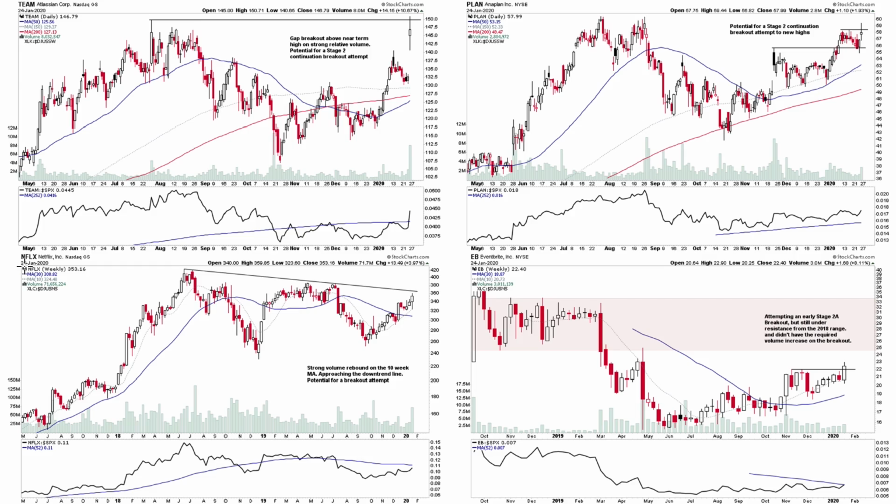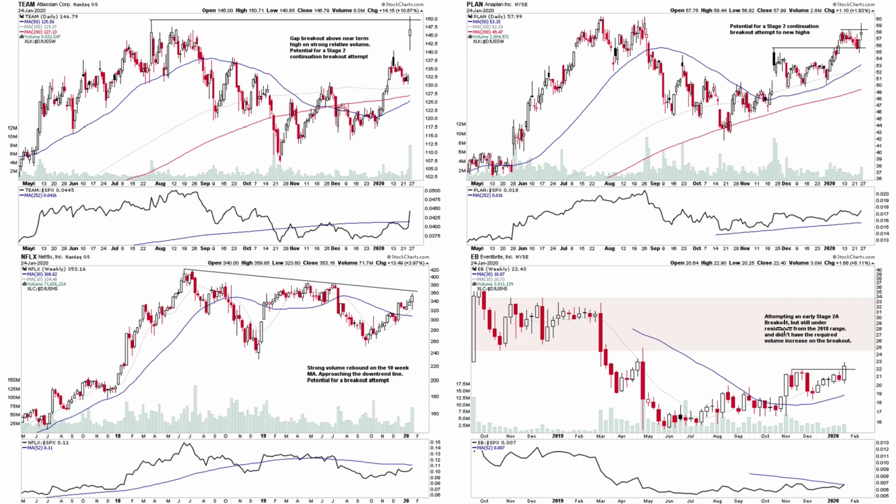Next is Netflix, NFLX. This is a weekly chart versus the two above that are daily charts. I wanted to show the weekly chart on this one because it's got this more longer term downtrend line that it's attacking again. So we had a very strong volume week for Netflix, and it's rebounded off of its 10-week moving average.